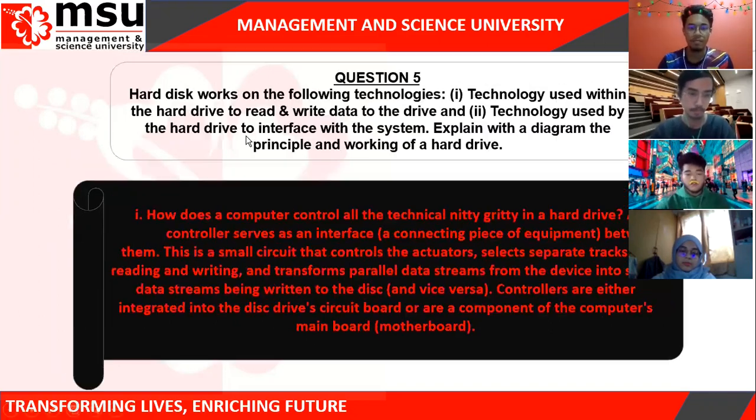Okay, for question number 5, hard disk works on the following technologies. First, the technology used within the hard drive to read and write data to the drive, and the second one, the technology used by the hard drive to interface with the system. Explain with a diagram the principle and working of a hard drive. Okay, for the first one, technology used within the hard drive to read and write data to the drive.